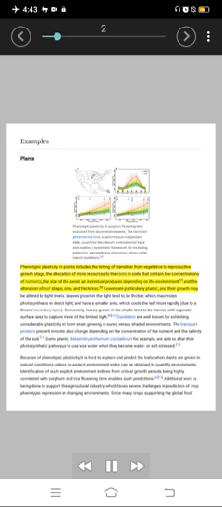Phenotypic plasticity includes the timing of transition from vegetative to reproductive growth stage, the allocation of more resources to the roots in soils that contain low concentrations of nutrients, the size of the seeds an individual produces depending on the environment, and the alteration of leaf shape, size, and thickness. Leaves are particularly plastic, and their growth may be altered by light levels.